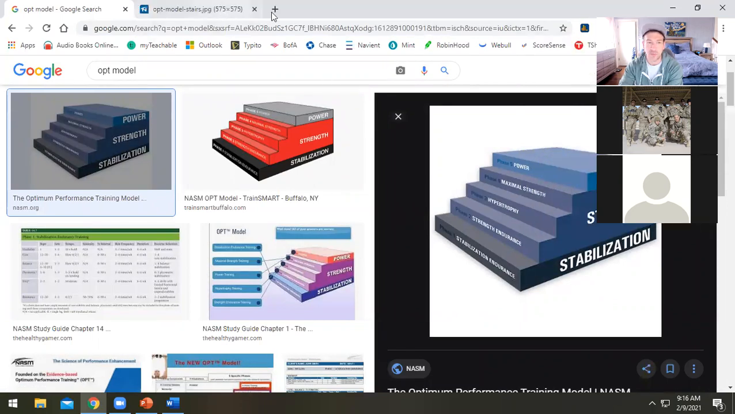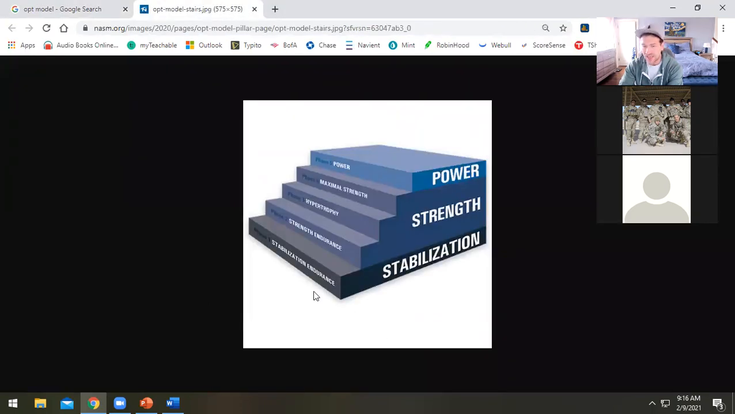But when you look at the OPT model, it is a staircase that NASM designed, and it breaks down basically the 5 most common physiologic adaptations that your clients are going to make while they're in the gym. And so the 3 biggest physiologic adaptations are building for stabilization, building for strength, and building for power, right?